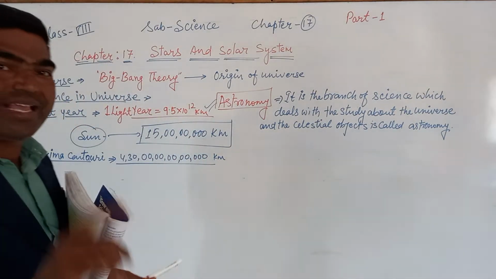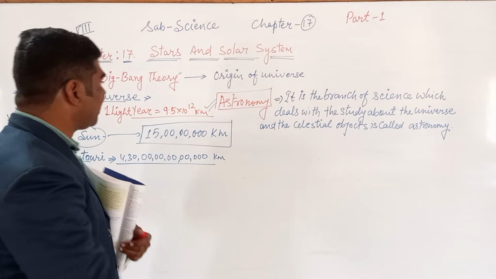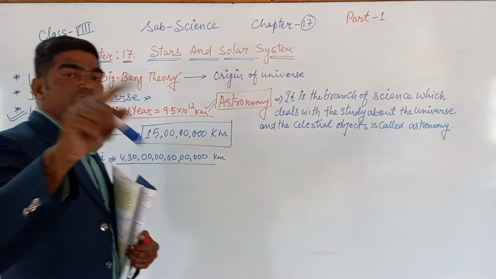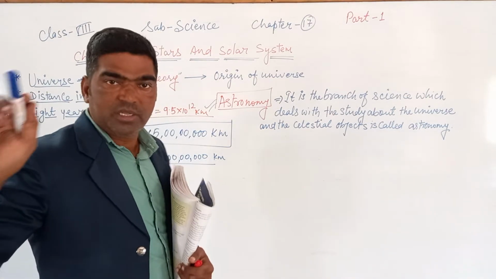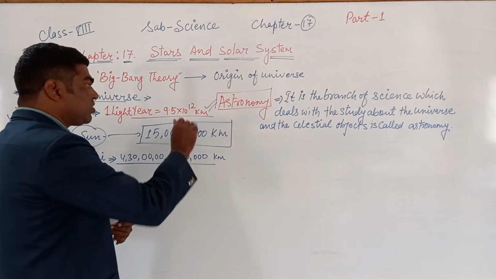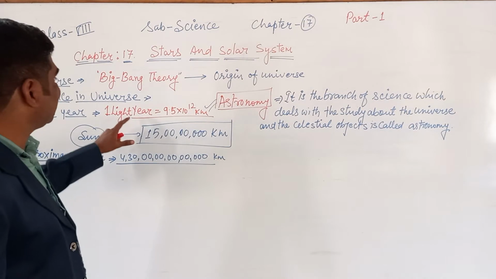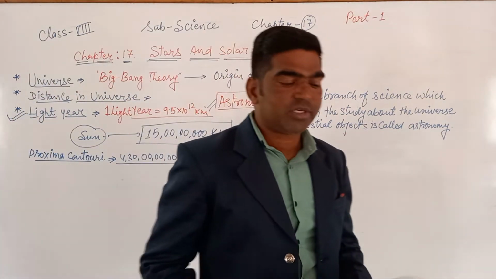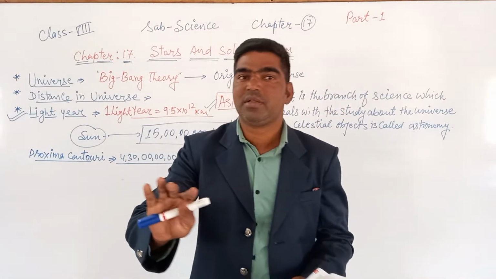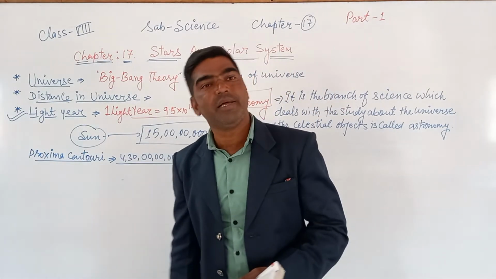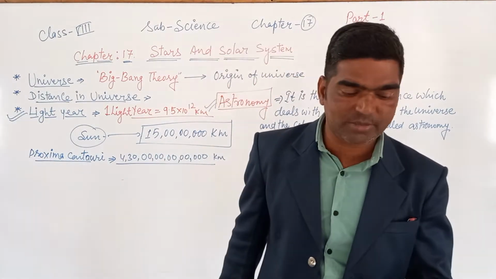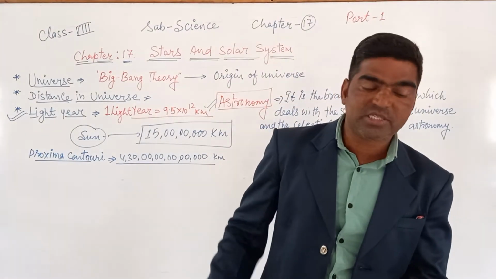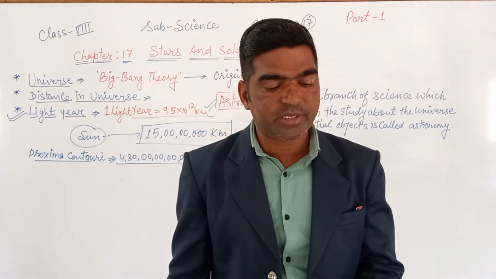Okay, means in one light year, how many kilometers are there? That is 9.5 into 10 raised to power 12, means 12 zeros are there. So this is too much distance, and this distance is called what? One light year. Okay, so this light year is a unit for measuring distance in the universe or in a solar system. Such a large distance is expressed in the light year.